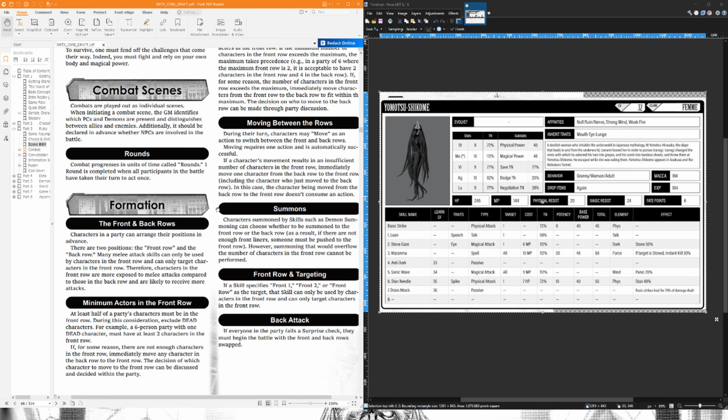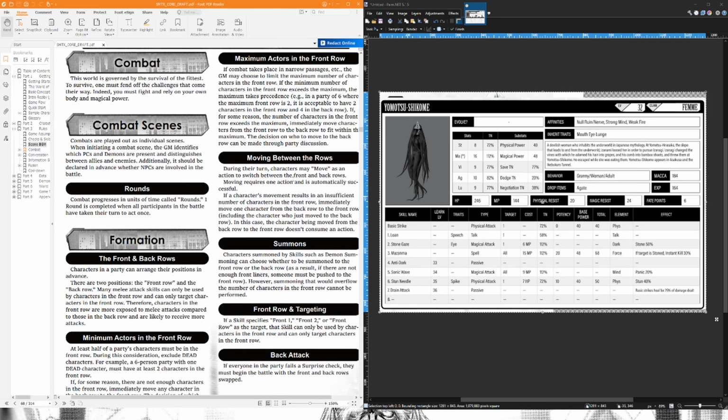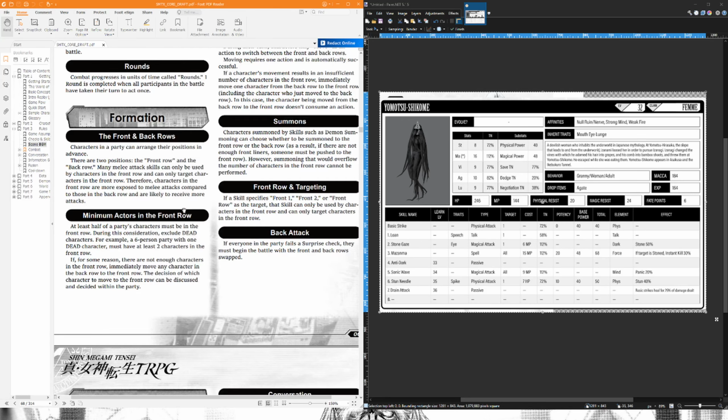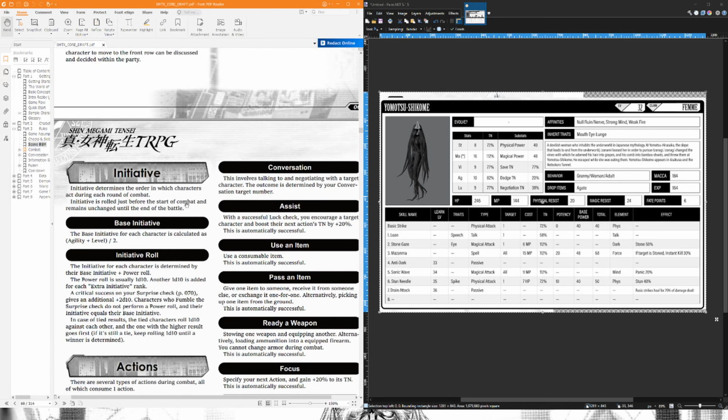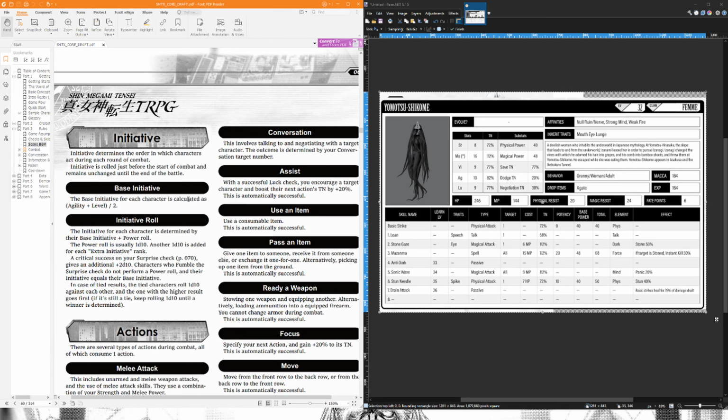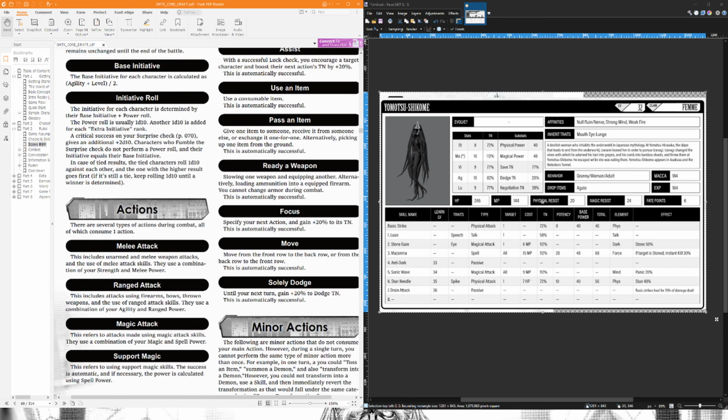Moving between the front row and back row is an action, which is a little steep in my opinion, but there's a little bit more depth to it. And the melee guys have to stand up front. And there's like a minimum number of people that have to be up front, that kind of deal.